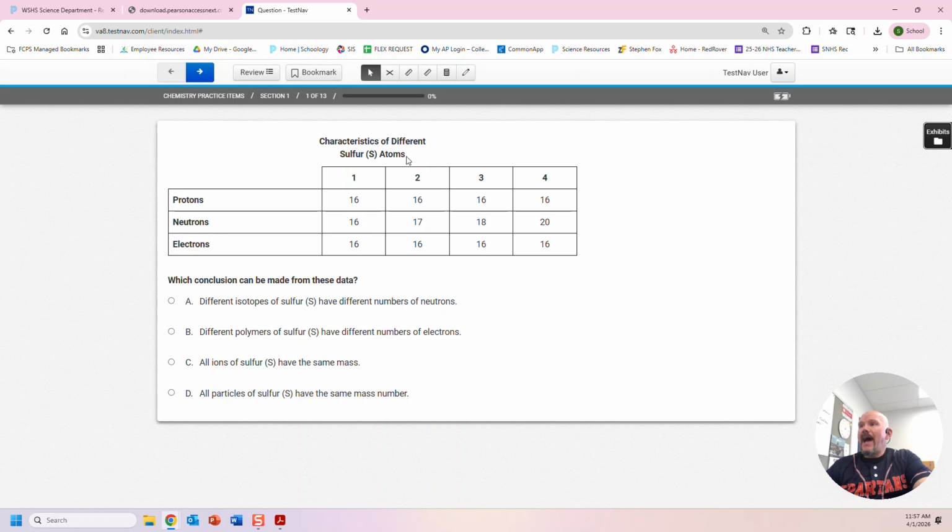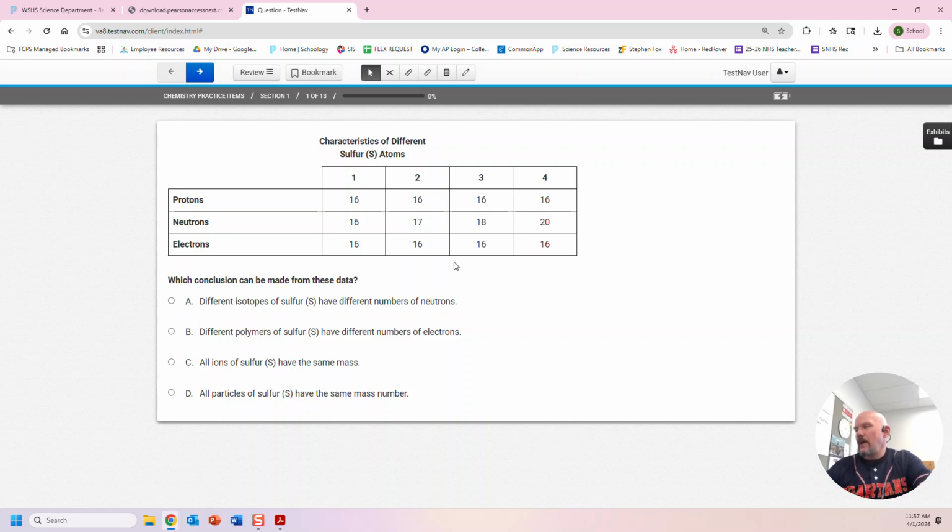So they say atoms of sulfur: atom 1, 16 protons; atom 2, 16 protons; atom 3, 16 protons; atom 4, 16 protons. So that should be saying, remember, if they're the same element, they have the same number of protons, the same atomic number. But notice we have different numbers of neutrons and we have the same number of electrons. So what does that mean? They're atoms, not ions, so we're talking about things that are neutral. So protons and electrons are the same. So what's the difference? They have different masses. How do they have different masses? Because they have different numbers of neutrons. And remember, mass number is protons plus neutrons.